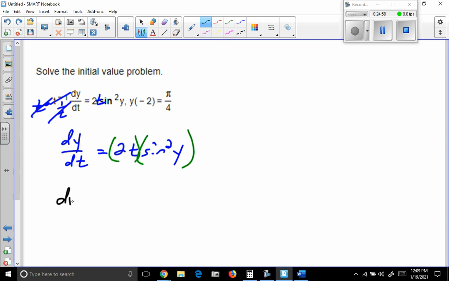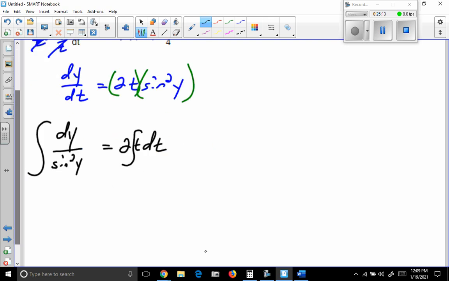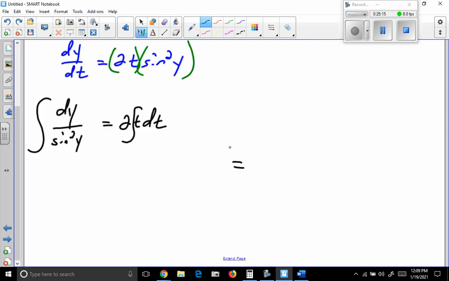So we're going to get dy over sine squared y on the left. And we're going to get 2t dt on the right. And we're going to integrate both. On the right side, if we integrate, that's going to be t to the 1 bigger power over that power. So that'll give us t squared plus c.